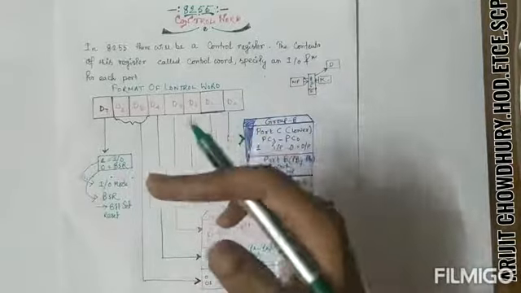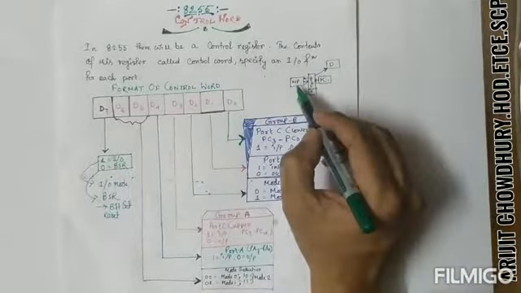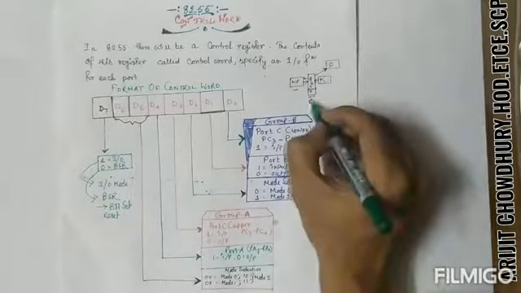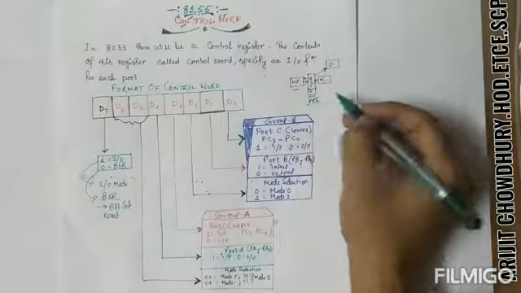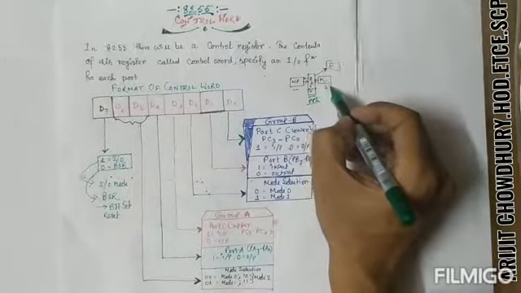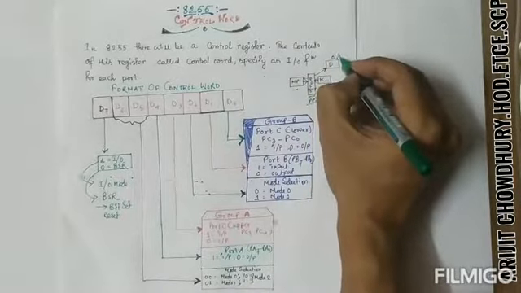These are the interfacing circuit. This is the microprocessor and the PPI 8255. These are the 8255 IC. This is a keyboard, an input device. This is a display, an output device.